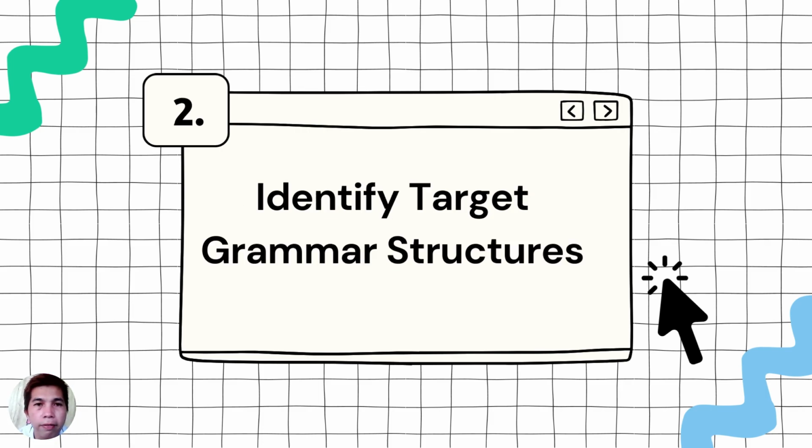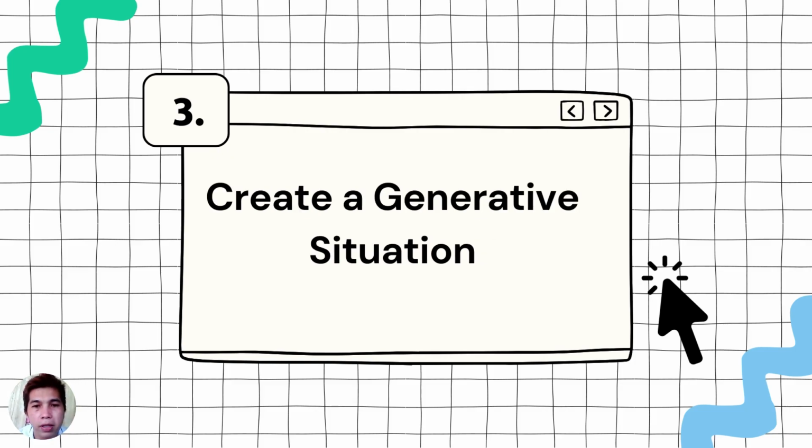Second, identify target grammar structures. Determine the specific grammar structures or rules you want to teach within the chosen scenario. These structures should align with your students' current proficiency level and learning objectives. Number three, create a generative situation. Design a generative situation within the selected scenario. A generative situation is one that naturally leads to the use of the target grammar structures.